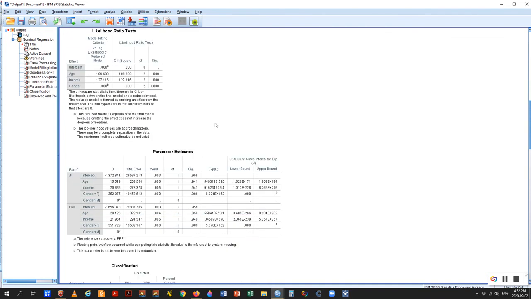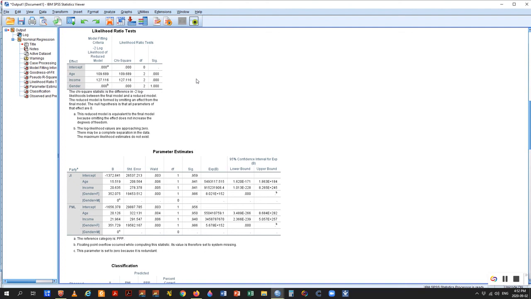So let's go now to the likelihood ratio test. Now this table is primarily for assessing the contribution of nominal level independent variables, including dummy variables, but the significance test results apply to all of the independent variables. So of course we use gender.